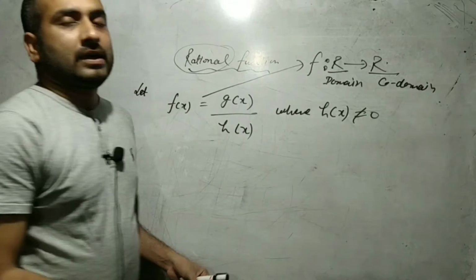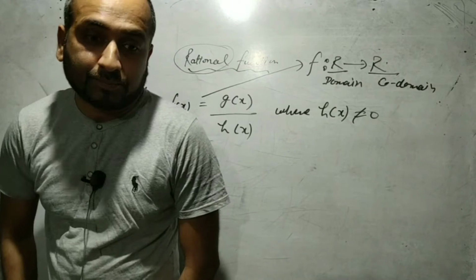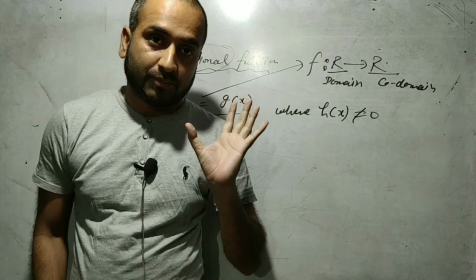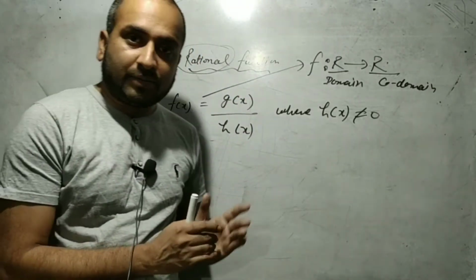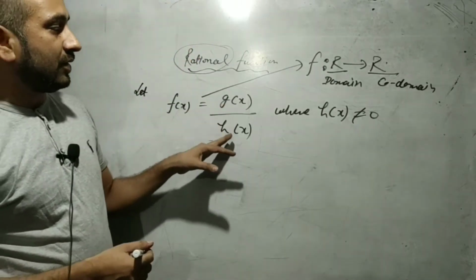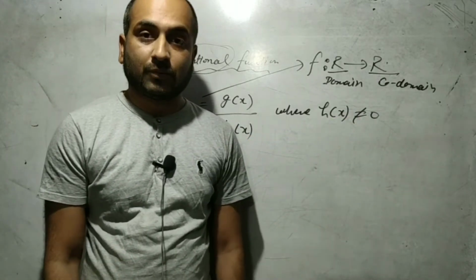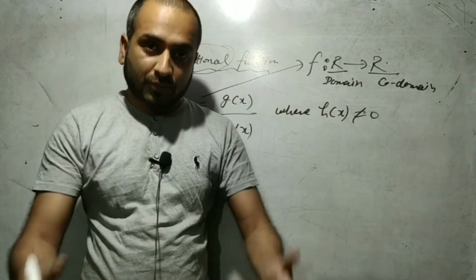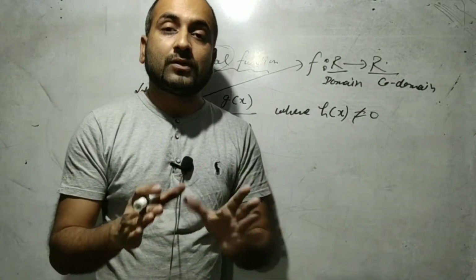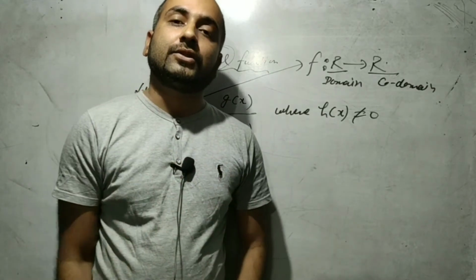So students, for this function there is not an exact definite function, but I will explain here the graph by taking some examples for you. Here f(x) equals g(x) upon h(x), where h(x) does not equal 0. Students, one more thing I want to tell you. Before the graph, I will tell you how you determine the domain of the function, and after that I will discuss the range of the function.